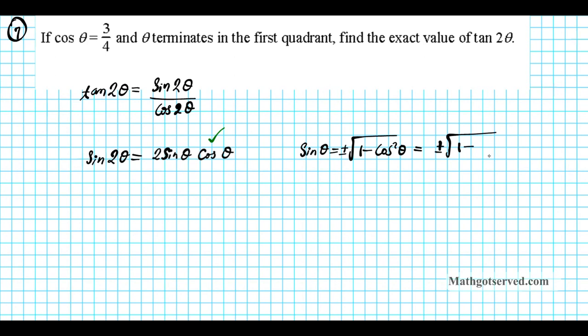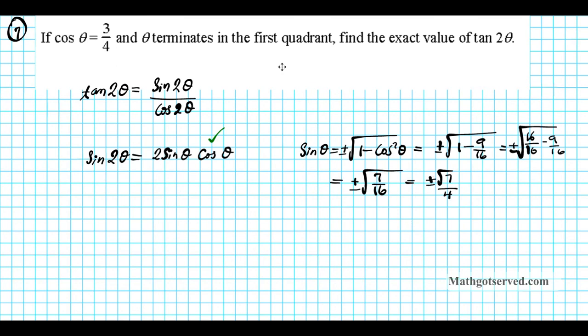If you square that, you get 9 over 16. And this becomes plus or minus the square root of 16 over 16 minus 9 over 16. When you look for the LCD of 1 over 1, subtract the numerators, you have plus or minus the square root of 7 over 16, which is equal to plus or minus root 7 over 4. Okay? Now, the question is, is it positive or negative?